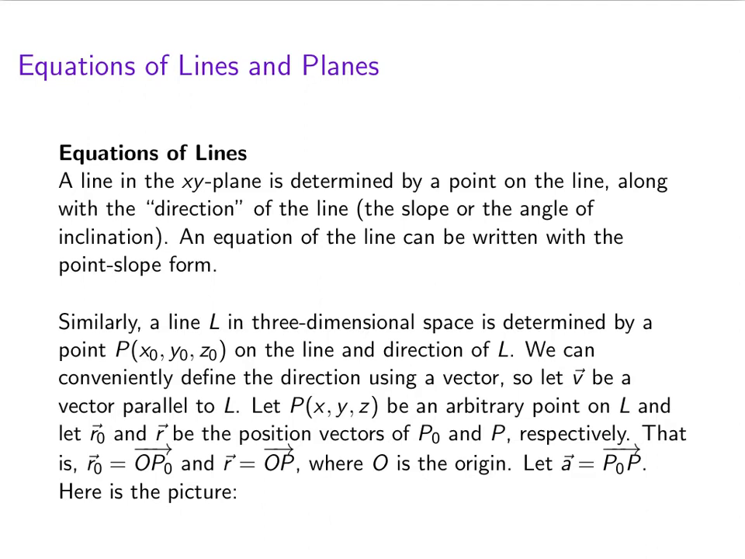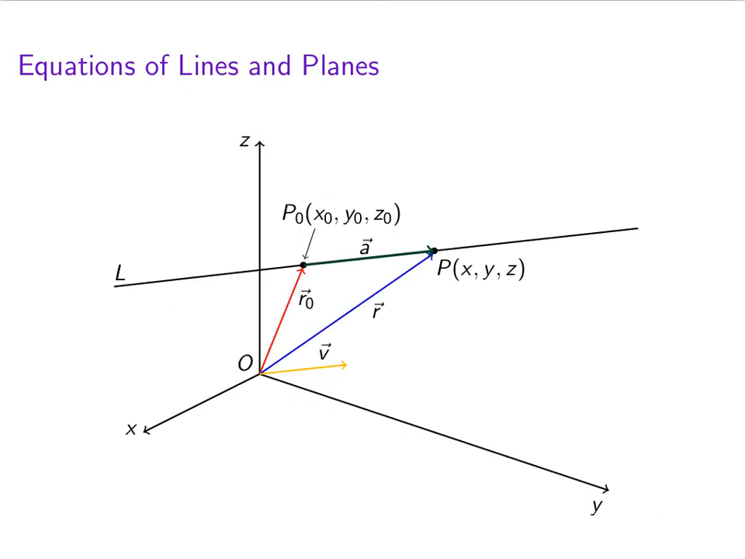Let's show a picture of what's going on. So V is the direction vector of the line. It's pointing in some direction that's parallel to the line. O is the origin. r0 is a vector that points to some fixed point that we know on the line. So that red vector is not going to move. r is going to be a variable vector that can move around, pointing to some arbitrary point on the line.